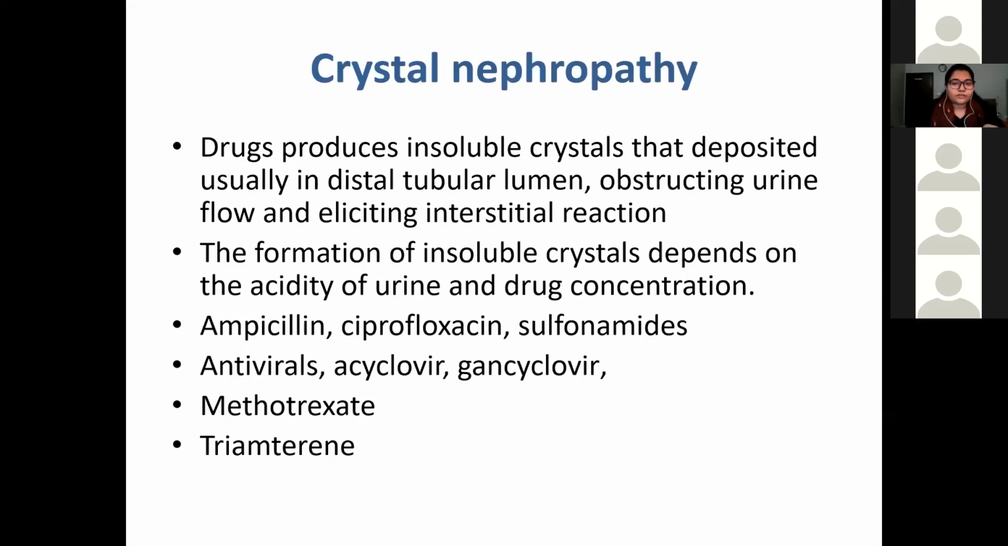Then crystal nephropathy. Some of the drugs would produce insoluble crystals that deposit usually in the distal tubular lumen, obstructing the urine flow and eliciting an interstitial reaction. The formation of the insoluble crystal depends on the acidity of the urine and the drug concentration. The drugs causing this crystal nephropathy would be ampicillin, ciprofloxacin, sulfonamides, antivirals, acyclovir, methotrexate, etc.